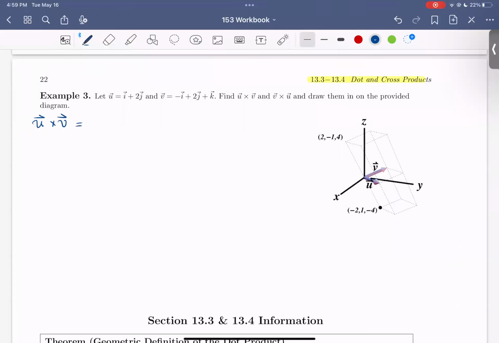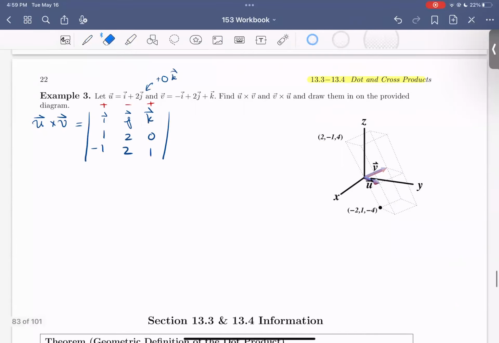So we're going to compute the determinant of the matrix i, j, k, 1, 2, 0. Notice there's no k component, so that's as if we have 0k. And then for v, we have -1, 2, and 1. All right, so recall we decorate here with a plus, minus, plus. And so to compute this determinant, we can look at that first row and column.